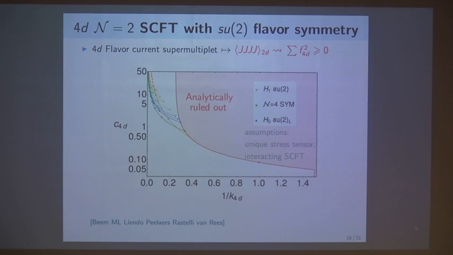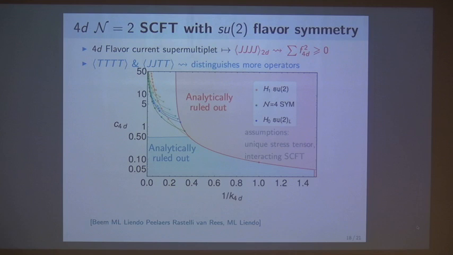So to do that, let's also look at the stress tensor four-point function that we had before. Some of these operators will also be exchanged there, but not all. So we use this to lift these ambiguities, to distinguish between these operators. And then the bound we get is this blue region here.